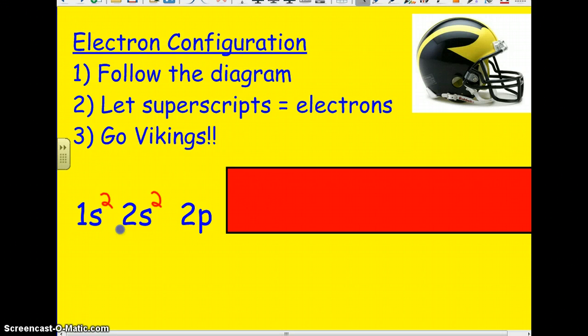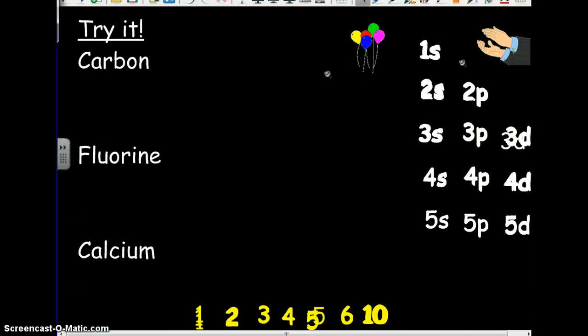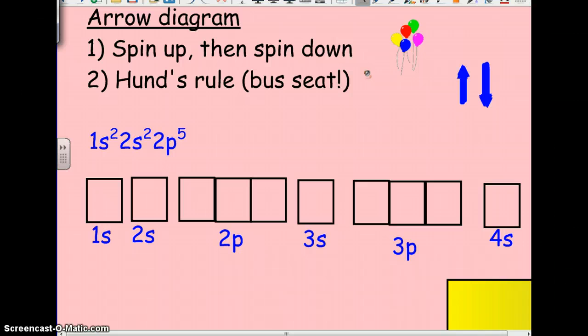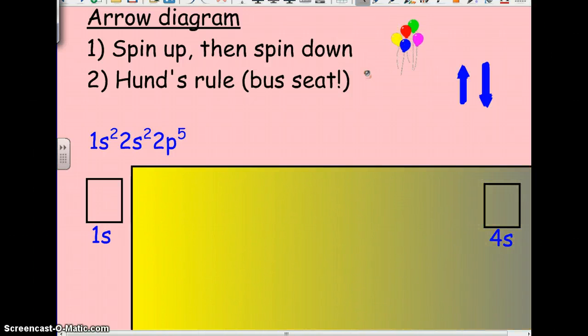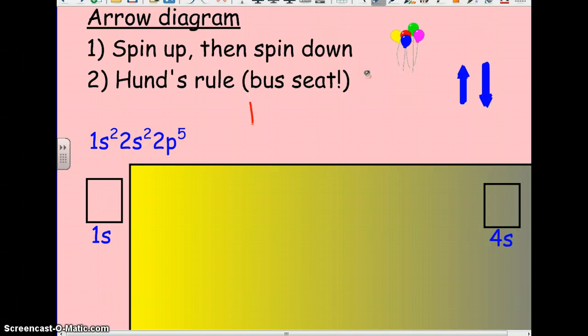Continue on, 2p. Even though p can hold up to 6, I only need 3 more to make it to 7. So you notice that 2 plus 2 plus 3 is 7 electrons. All you're doing is going until the superscripts add up to whatever number of electrons you were going for. When you do the arrow diagram, if I do the same one for nitrogen, it would be 1s2, 2s2, 2p3, and you just match it.